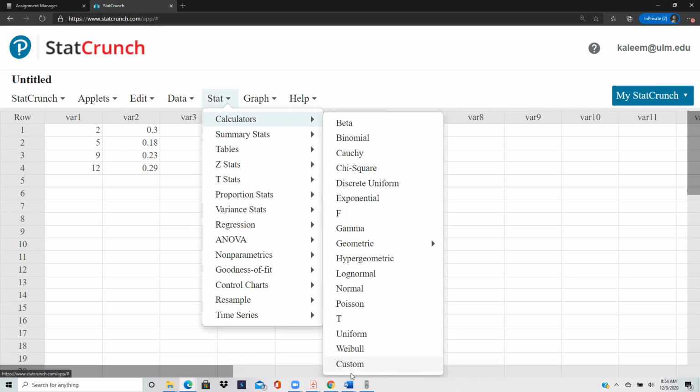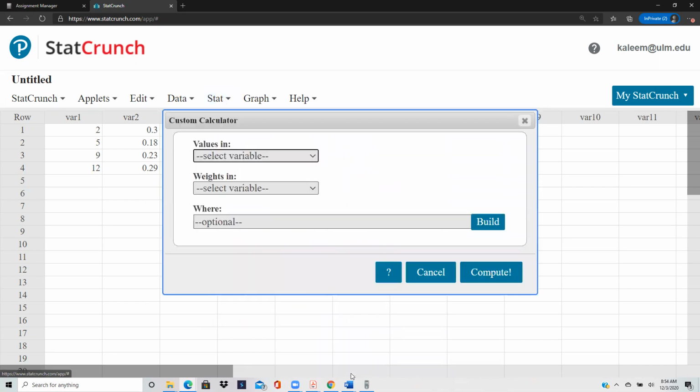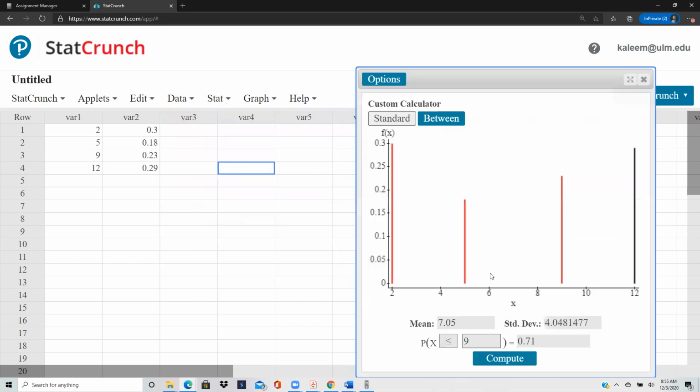So you do stat calculator custom. Okay. And that takes care of the decimals also. So you do variable 1 in the first column and the probability in the second column. And so now you see it gives you both the mean and the standard deviation.